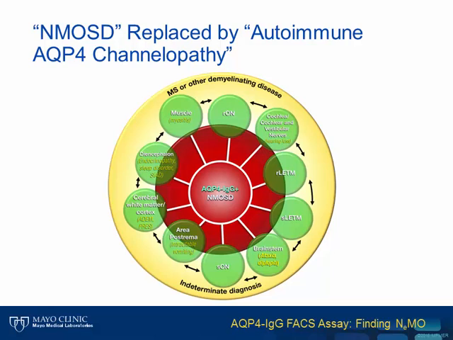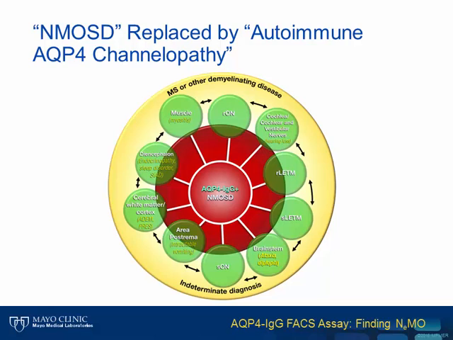Patients with recurrent optic neuritis, for example, or RON, about 20% of those patients will be AQP4 antibody positive. In other words, they have an NMO spectrum disorder. The other patients will have some other disease, perhaps multiple sclerosis or another demyelinating disease, or they will have some indeterminate diagnosis. But the 20% of patients that are positive for the water channel antibody, those patients have an NMO spectrum disorder and should be considered autoimmune AQP4 channelopathy.